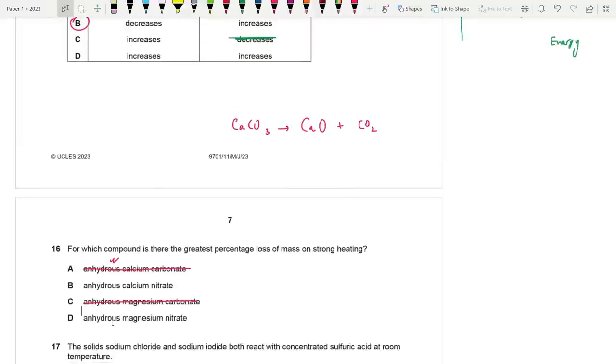But why don't we try with any value? Any value works. So for example, check this. What if I take 100 grams? We know that the MR for CaCO3 is 100.1. So if you look at the moles, it's going to be 100 divided by 100.1, which is 0.999.